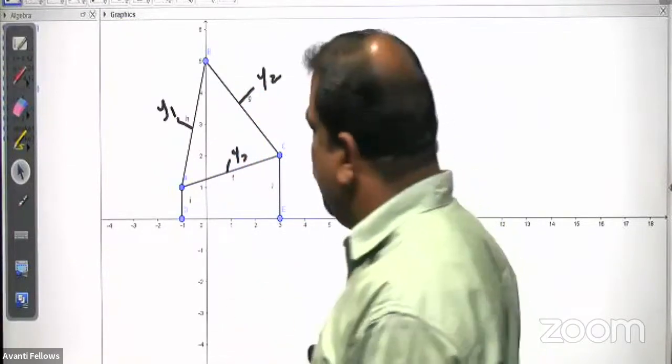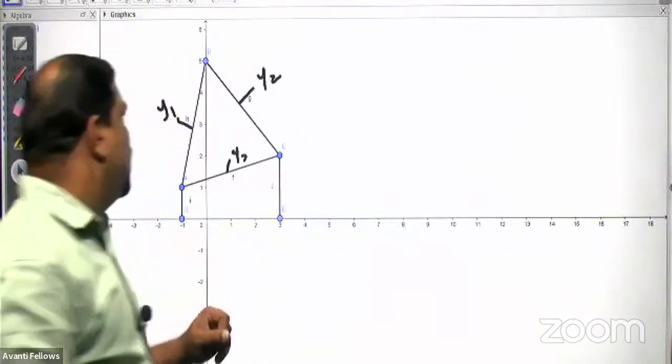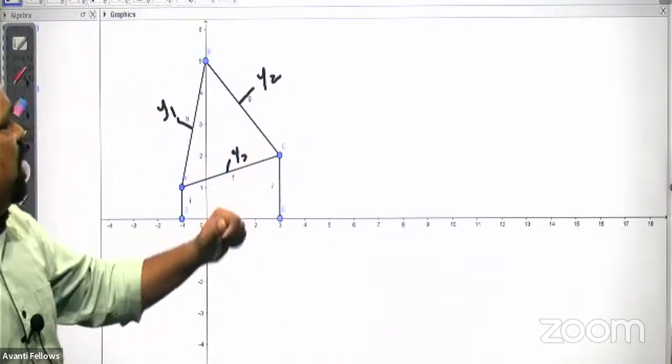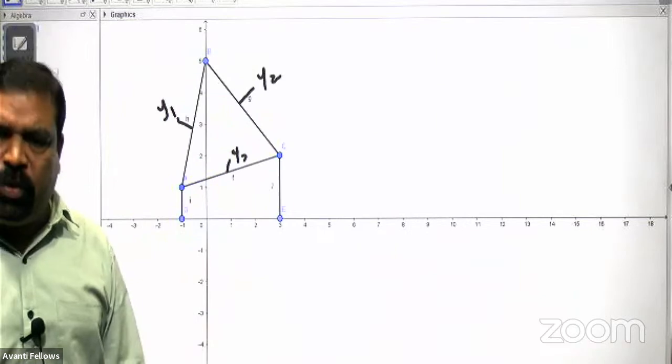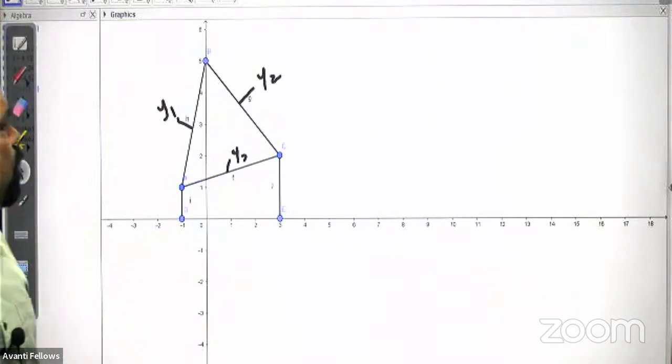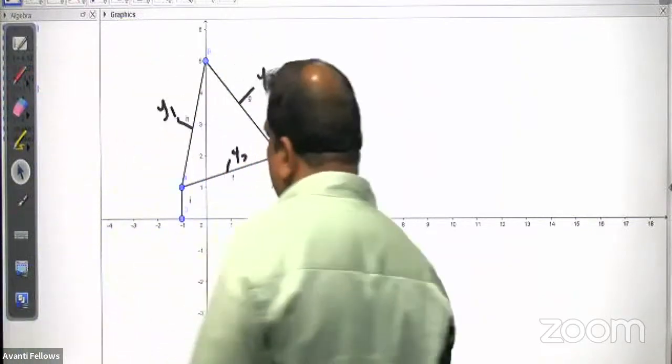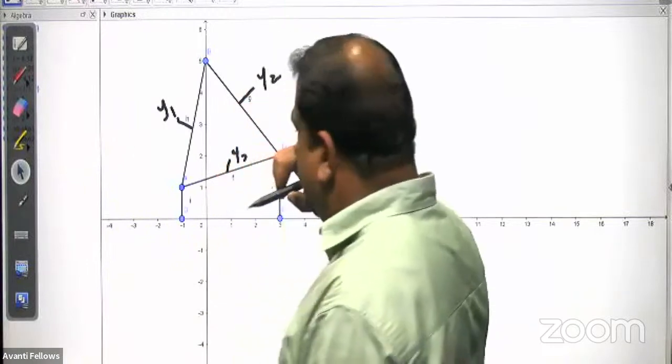But why do we have to find them? The equation is not given. Equation of AB is not given. Equation of AC is not given. Equation of BC is also not given. So that we have to find out. How to get the equation? I think it's an 11th class coordinate geometry problem.